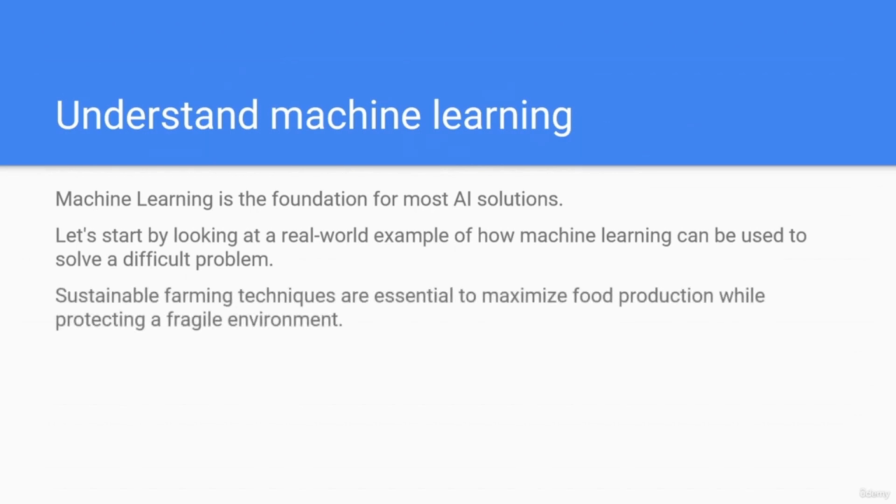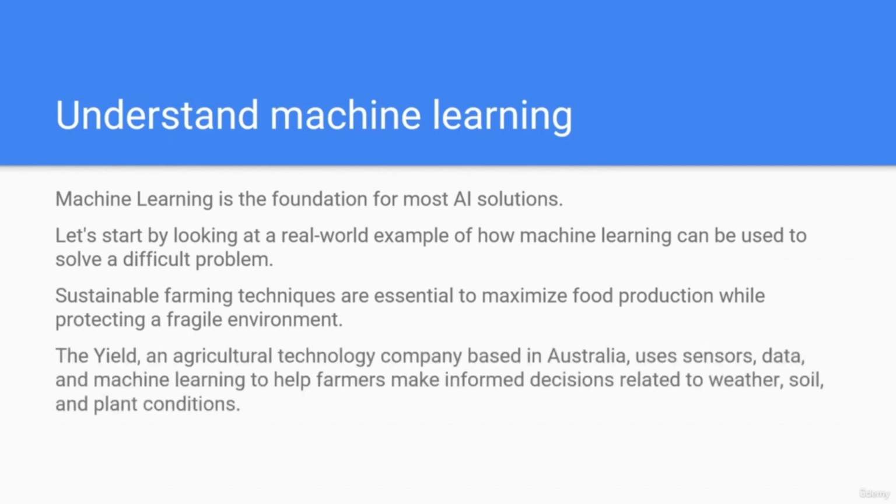Sustainable farming techniques are essential to maximize food production while protecting a fragile environment. The Yield, an agricultural technology company based in Australia, uses sensors, data, and machine learning to help farmers make informed decisions related to weather, soil, and plant conditions.